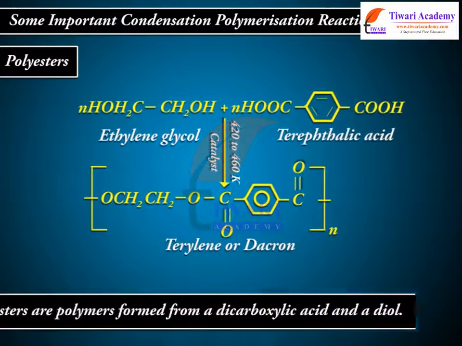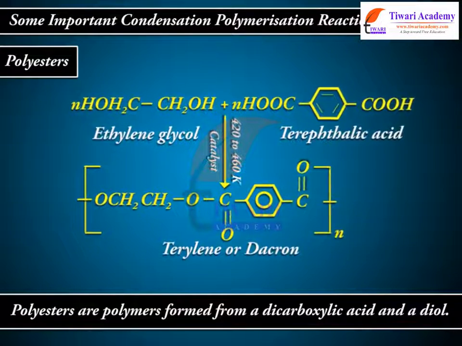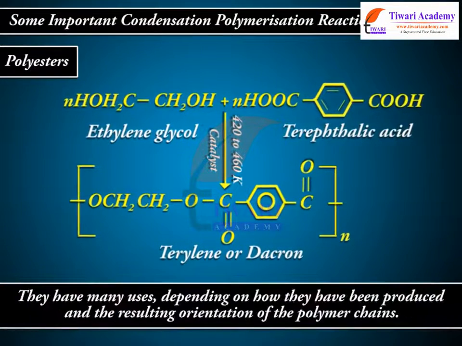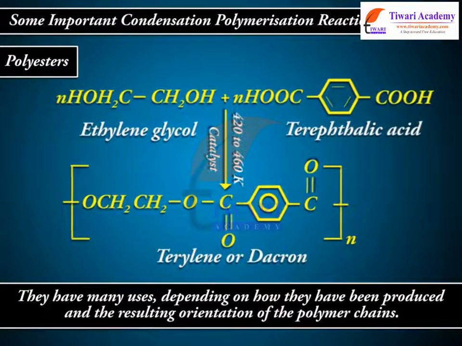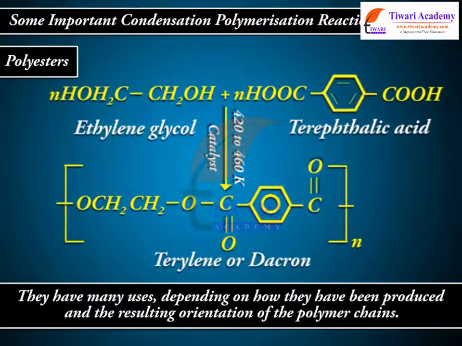Polyesters. Polyesters are polymers formed from a dicarboxylic acid and a diol. They have many uses depending on how they have been produced and the resulting orientation of the polymer chains.